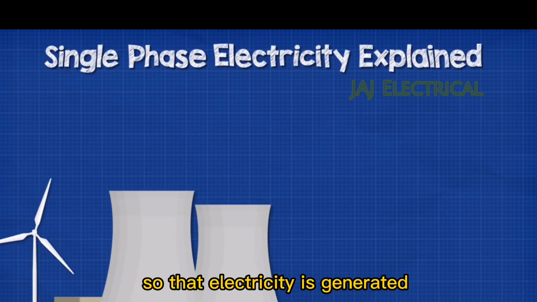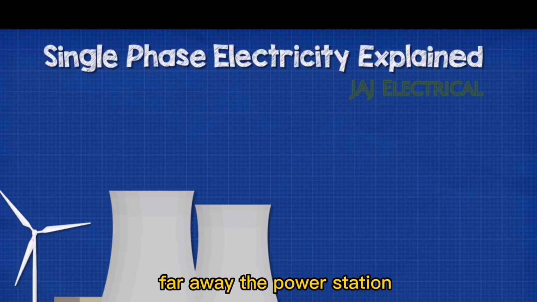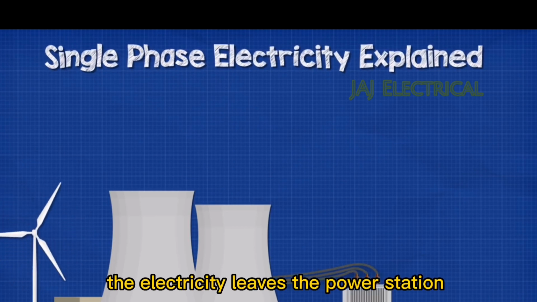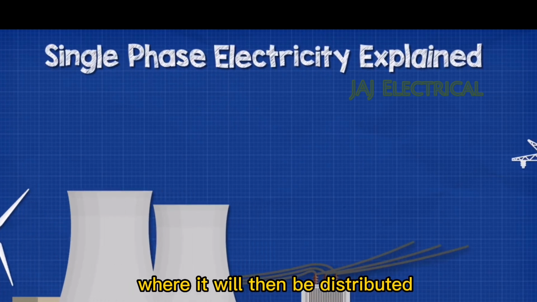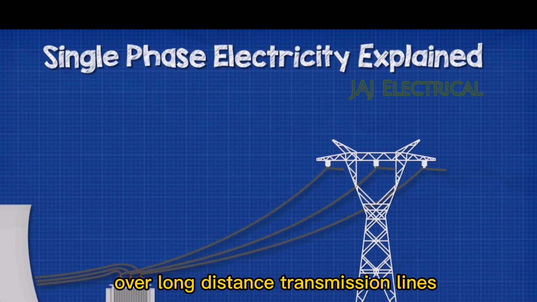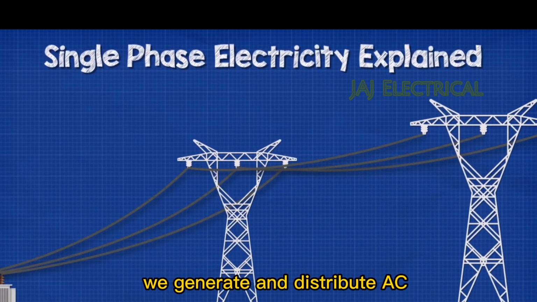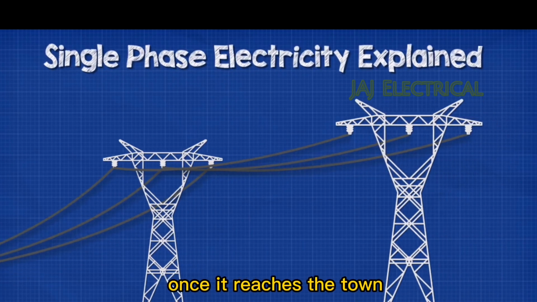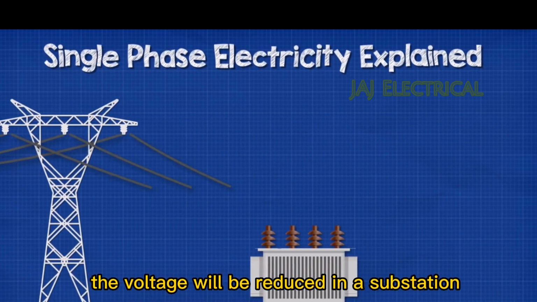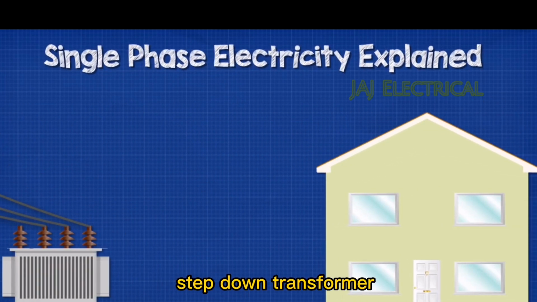So the electricity is generated far away at the power station. The electricity leaves the power station and the voltage is increased in a step-up transformer, where it will then be distributed over long-distance transmission lines. We generate and distribute AC, alternating current, because it is more efficient and convenient than DC, direct current. Once it reaches the town, the voltage will be reduced in a substation step-down transformer.